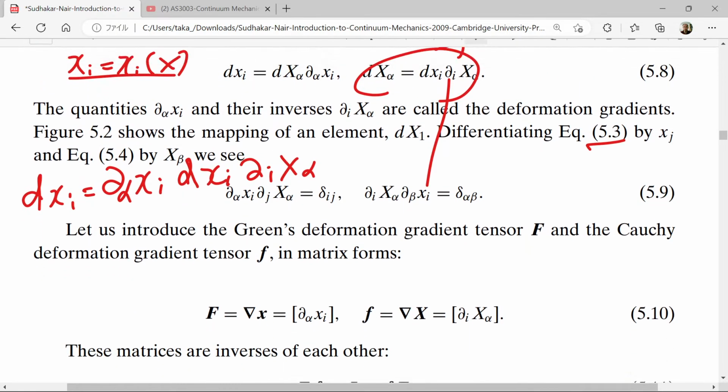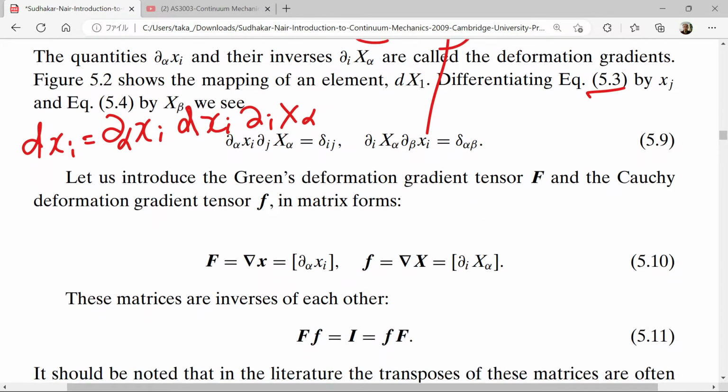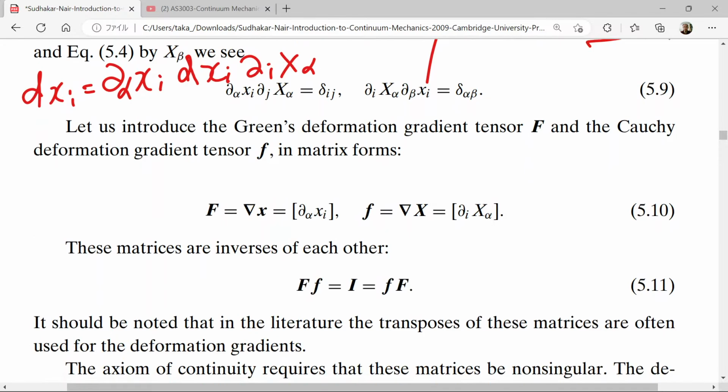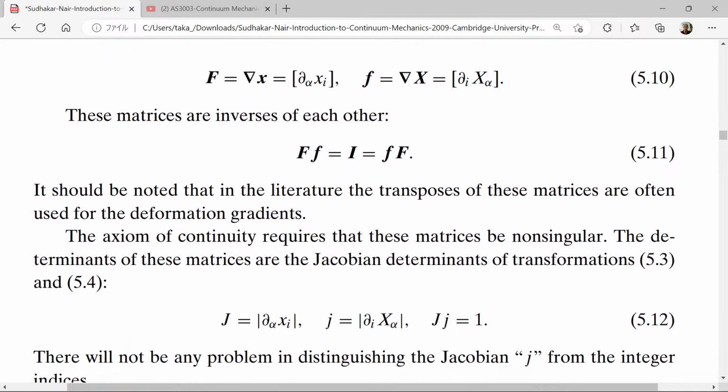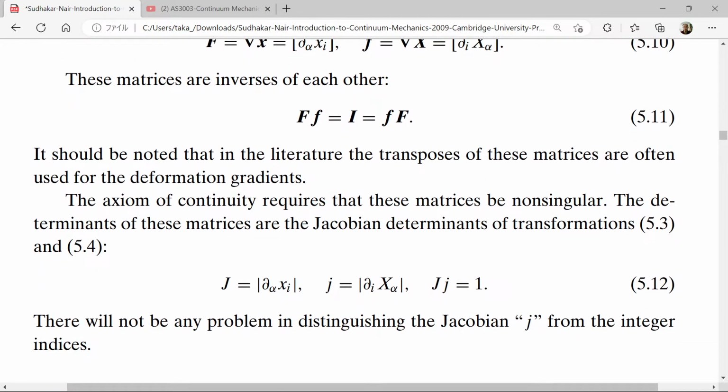Let us introduce the Green deformation gradient tensor F and the Cauchy deformation gradient tensor F in matrix form. These matrices are inverses of each other. Oh my god. It should be noted that in the literature, the transposes of these matrices are often used for deformation gradients.